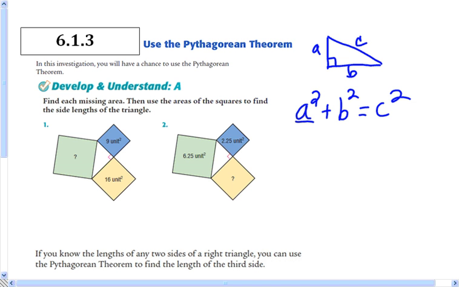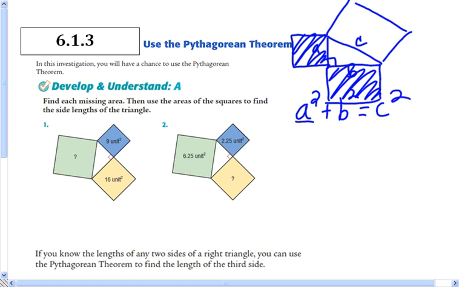And a squared actually means the area of a square on side A, plus the area of the square on side B, is equal to the area of the square on side C. So this shaded area here plus this shaded area here, if I combine those two areas, I'll get that shaded area. To find the missing area, look at the two smaller areas that make up the legs. That would be this one, and that would be this one.